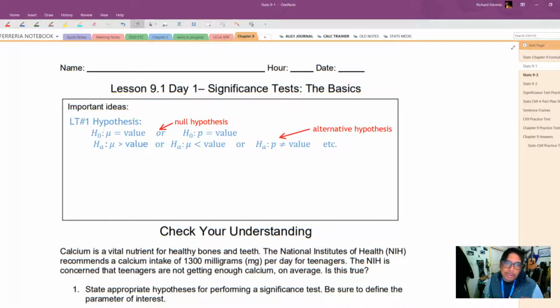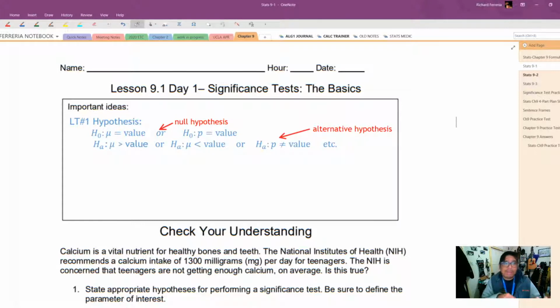HA is the thing that we're trying to prove true. So this comes in 3 different varieties, and of course it could be either for a mu or a p. I've only written 3 things here. The first one I wrote down is mu is greater than the value, or mu is less than the value. Then I also wrote p is not equal to a value. So it's a combination of mu or p, one or the other, and then greater than, less than, and not equal to, one of those 3, and then the value.